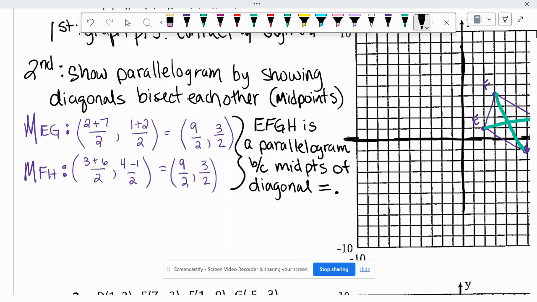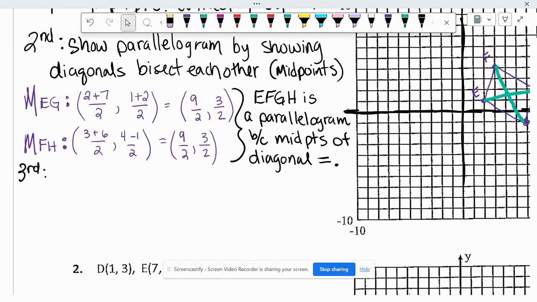Okay. I know this is a lot. I know it's tedious. We're going nice and slow, right? So we've shown that it's a parallelogram. Next, we need to prove that it's what kind of shape? A rectangle. So third step, we're going to show it's a rectangle.